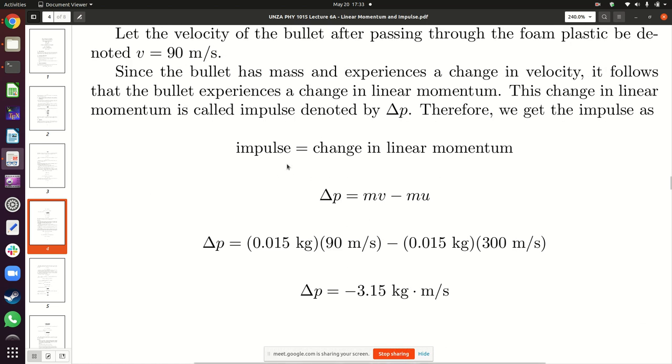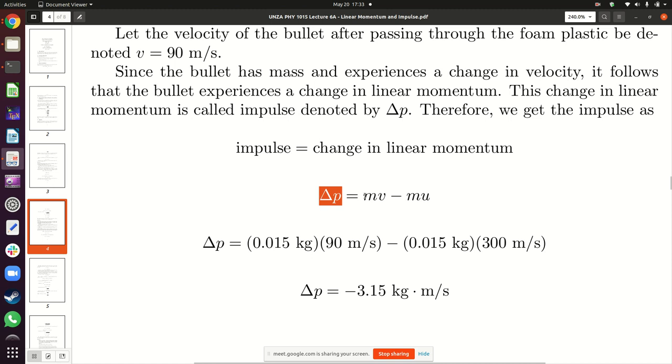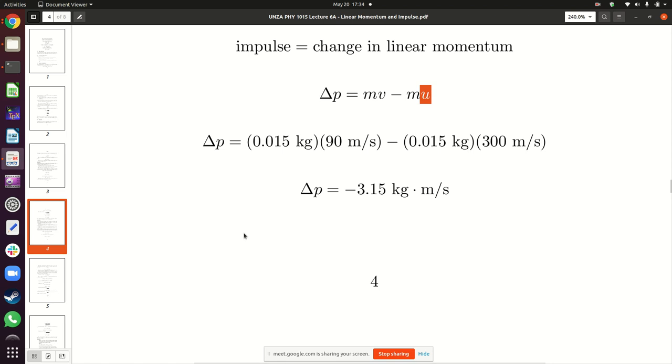So we can work out what the impulse is. Impulse is the change in linear momentum. So the change in linear momentum here, delta P, is equal to the mass of the bullet multiplied by the final velocity of the bullet, minus the mass of the bullet multiplied by the initial velocity of the bullet. The final velocity of the bullet when it comes out of the plastic is 90 meters per second. The initial velocity of the bullet before it passes through the plastic is 300 meters per second. And of course, the mass of the bullet doesn't change as it's passing through the plastic. We assume that the bullet does not lose any mass as it passes through this plastic. So the mass is the same.